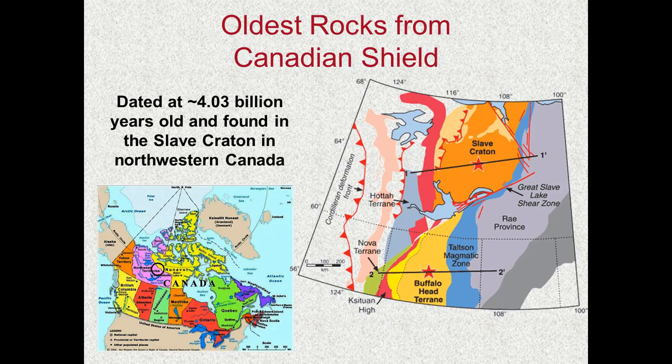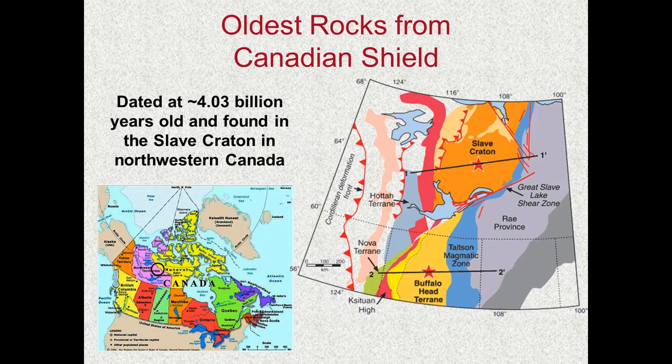Now, here's where the oldest rocks have been found. So here is Canada, guys, and all its different provinces. This black circle right here is this area that's been blown up. There's a particular collection of igneous and metamorphic rocks here called the Slave Craton. From that assemblage, igneous rocks have been dated at just over 4 billion years old.